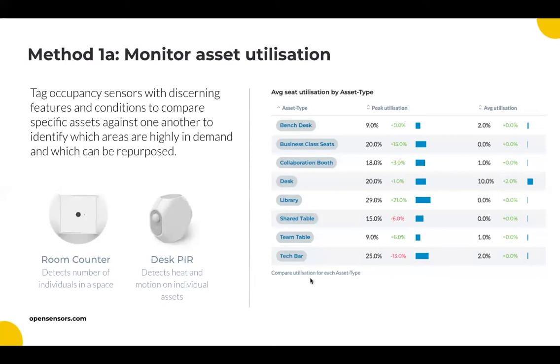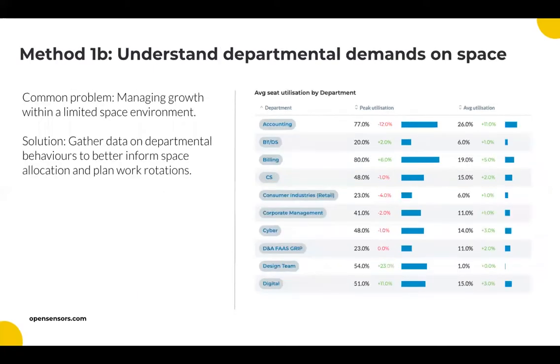So yeah, that's asset utilization to do with the spaces, the types of spaces that you're providing, and making sure that that's correct. The second way I want to look at tagging to do with space is on a departmental level. And this is from a higher level of looking at things, or a more zoomed out level, making sure that the people you have in the organization are actually going to fit in the space.